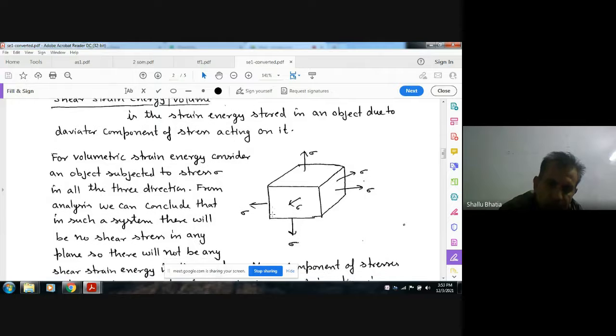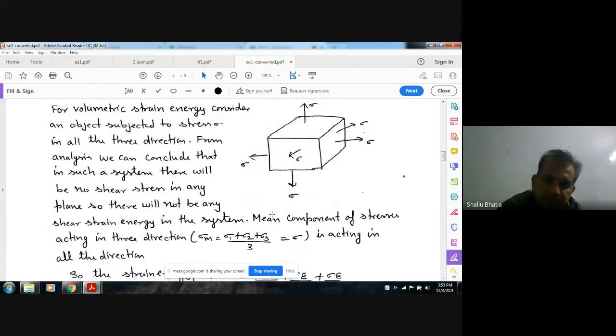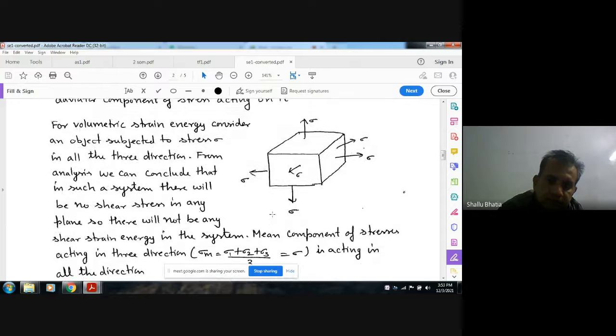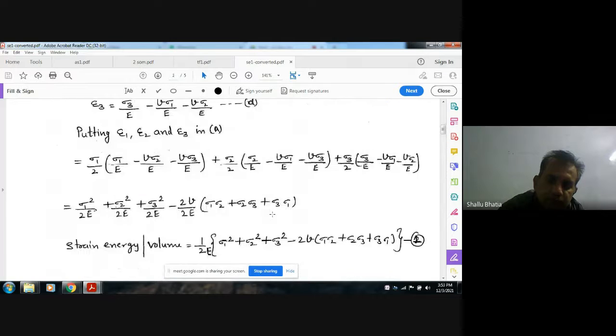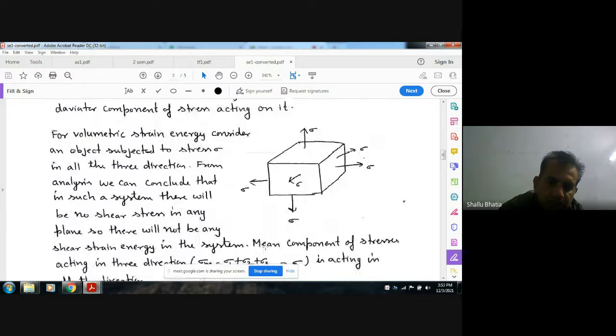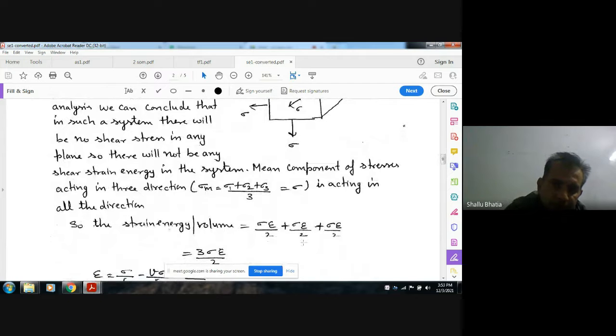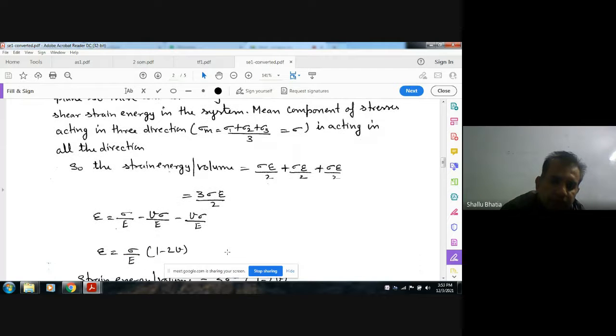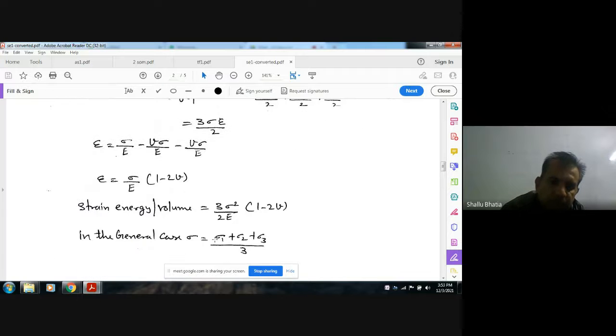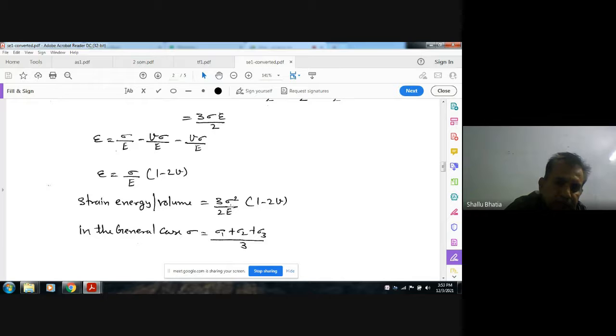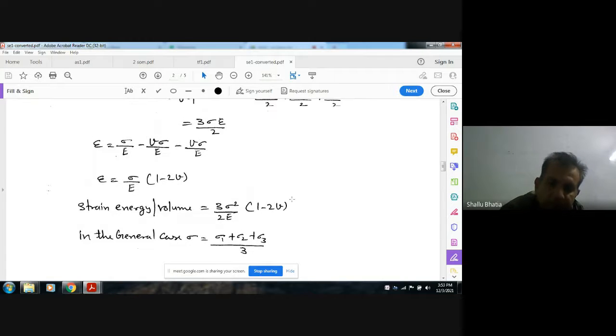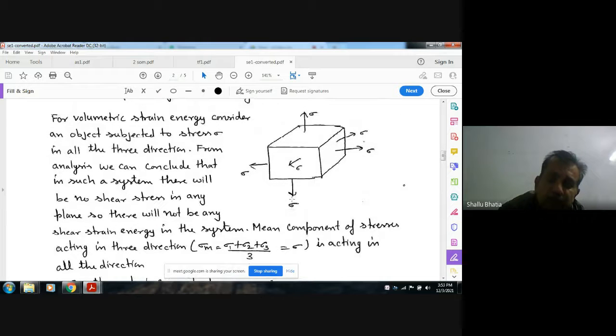Here, if we put sigma 1, sigma 2, sigma 3 all equal to sigma in this expression, we can find the volumetric energy. Now if we put epsilon, we can find sigma by E times (1 minus 2 mu). So we can find the strain energy as 3 sigma square by 2E times (1 minus 2 mu). This is the volumetric strain energy in this case, and this is also the total strain energy in this case.